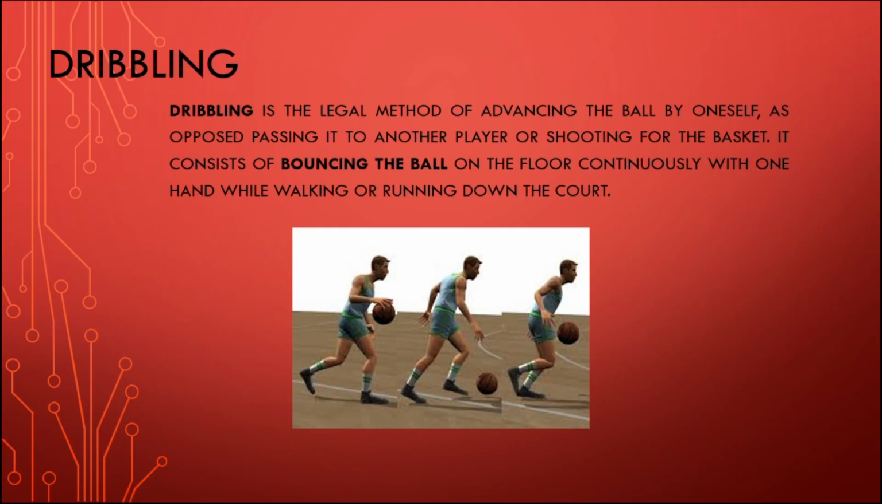So, dribbling is the legal method of advancing the ball by oneself as opposed to passing it to another player or shooting for the basket. It consists of bouncing the ball on the floor continuously with one hand while walking or running down the court, as seen by this image.